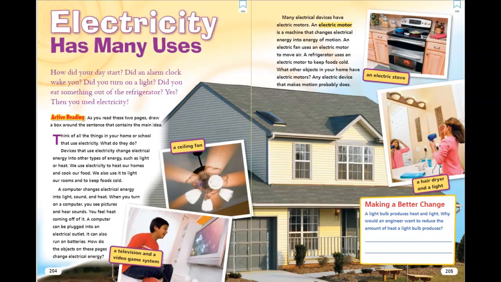What do they do? Devices that use electricity change electrical energy into other types of energy, such as light or heat. We use electricity to heat our homes and cook our food. We also use it to light our rooms and to keep foods cold. A computer changes electrical energy into light, sound, and heat. When you turn on a computer, you see pictures and hear sounds. You feel heat coming off of it.